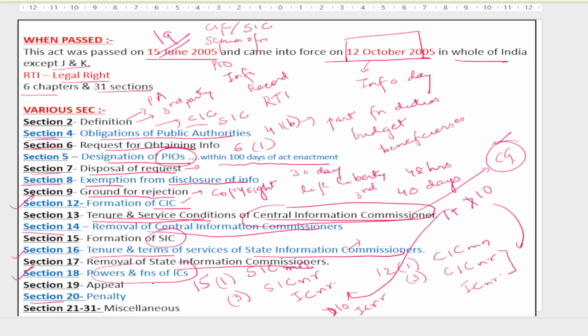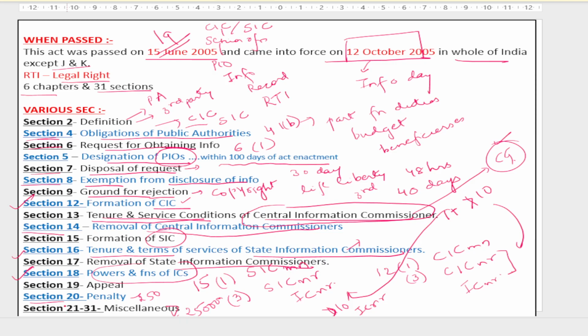Then Section 20 deals with penalties under the Act. The penalty for not providing correct information, or not receiving the application without reasonable cause, is ₹250 per day till the information is provided or till the application is received, subject to a maximum of ₹25,000.